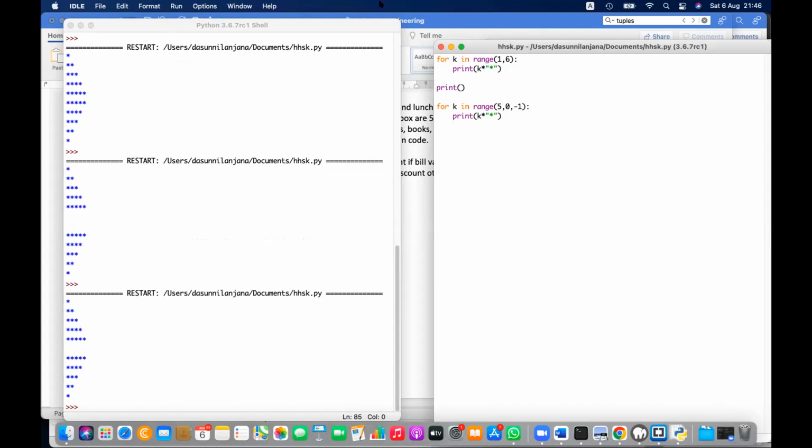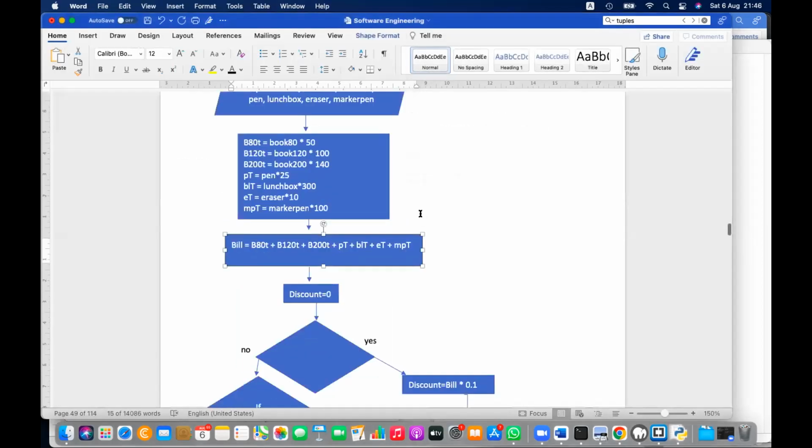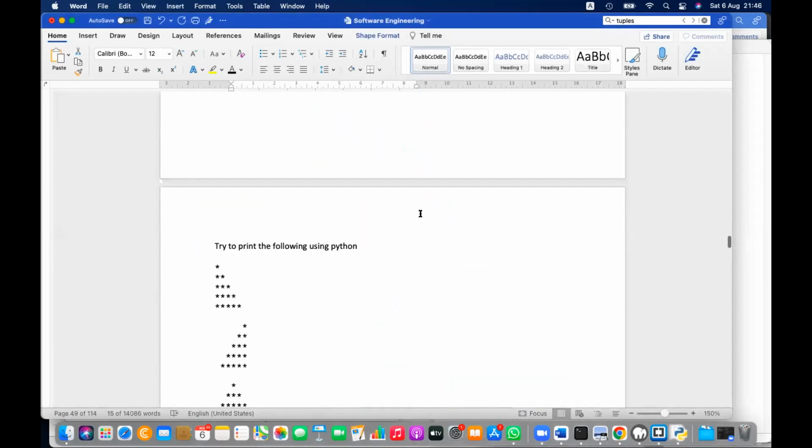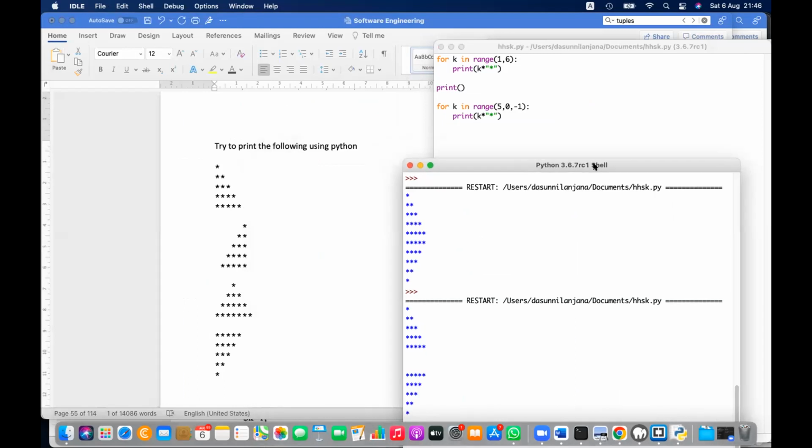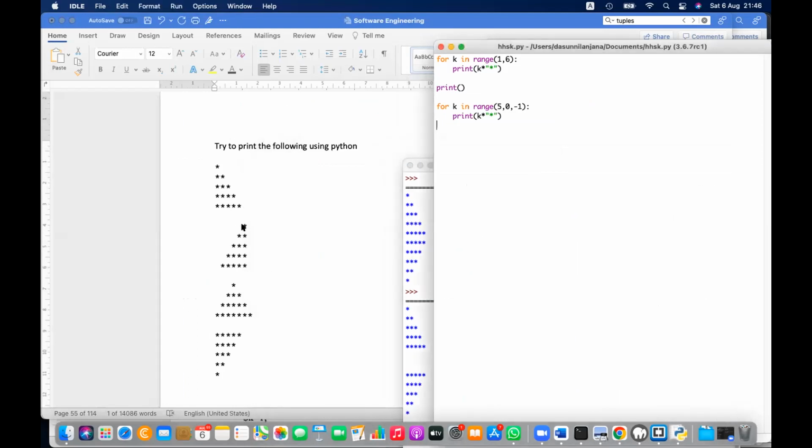Right now, what I asked you to do is this. 1, 2, 3, 4. This one we have done, this one we have done. What about this one? That is the challenge. Even if you cannot see it, there are some characters here. These characters are spaces: 4 spaces and then the asterisk, then 3 spaces and 2 asterisks, here 2 spaces, here 1 space.